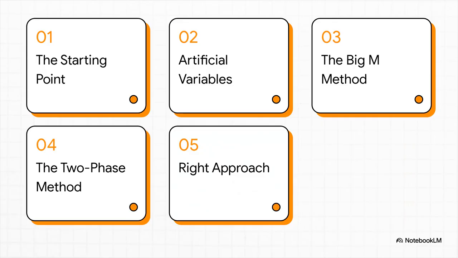Okay, let's map out our logical flow for today. We'll start with 1, the starting point problem. Then we'll look at a clever workaround in 2, inventing artificial variables. From there, we'll explore 2 heavyweight algorithmic solutions, 3, the big M method, and 4, the two-phase method. And finally, we'll wrap the whole thing up with 5, choosing the right approach.